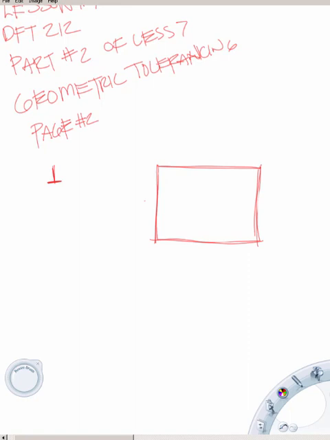Here are some options. Which one is more correct? Option 1 or option 2? Well, the answer is neither is more correct. Both work just fine. So we'll just keep them both. Now, what do I need to do with this side number 4? Well, I need to add a feature control frame.